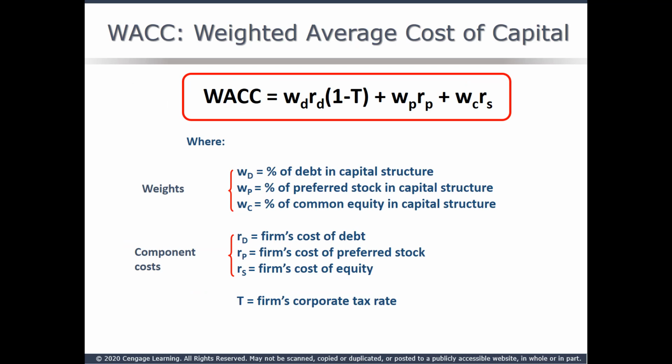This is the weighted average cost of capital formula. The W factors are the weights, the percentage of each component that make up the funding of the firm. The R components are the cost of each type of capital, the cost of debt, the cost of preferred, etc. And T is the firm's corporate tax rate. In this chapter, we'll look at how we arrive at each variable in this equation.